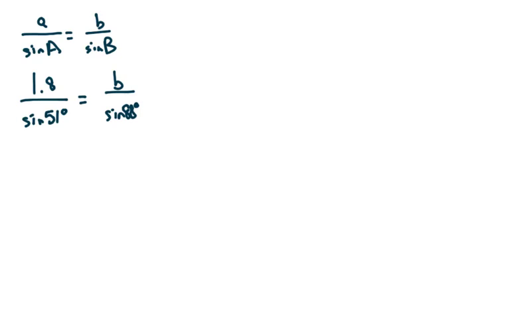At this point, calculate out the trig functions. So calculate out sine of 51, which would be 0.777146 if we're going to round it, just to save space a bit. Sine of 88, 0.999391.